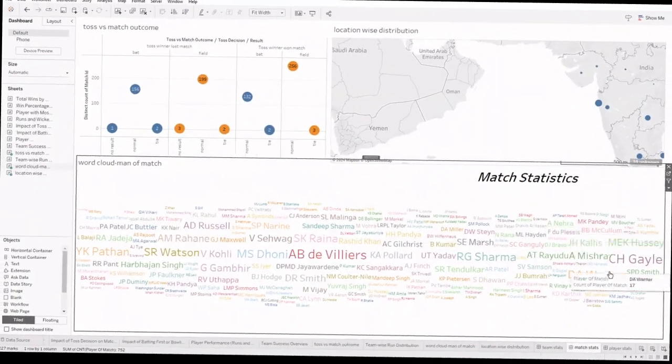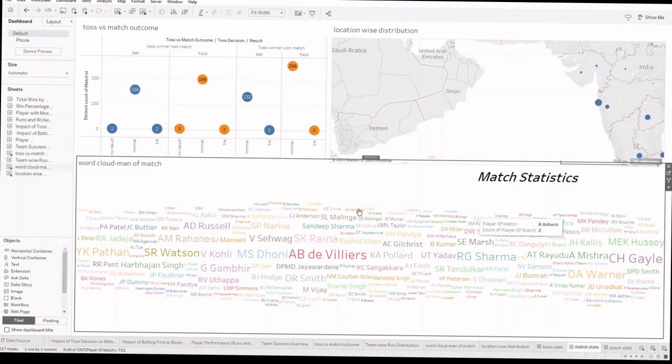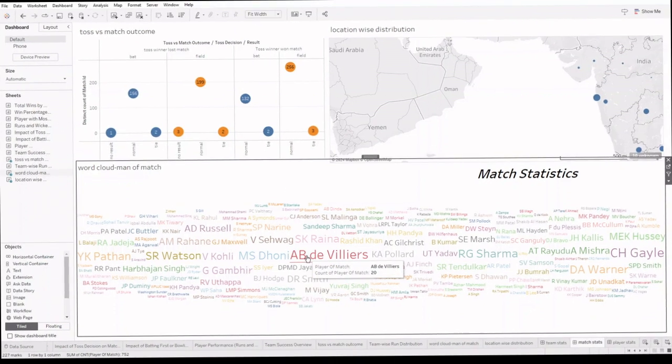So here if we see, AB de Villiers has a bigger size than those around him. Count of player of the match is 20 times. Gayle is 21, so most probably Gayle is the man who won 21 times as man of the match. And AB de Villiers is 20 times, which I guess is second. CH Gayle comes first, AB de Villiers comes second. I don't know who is third. Most probably there are more people with 17 and 18. So this word cloud just highlights the persons who won more times as man of the match.